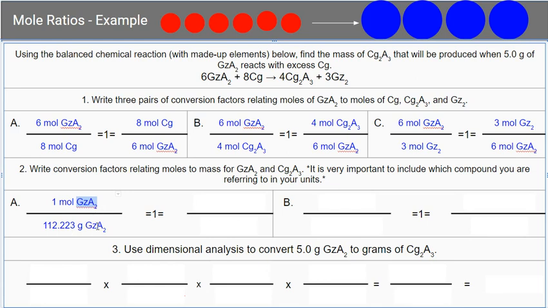So just to reiterate, the way we solved this is we just added the molar mass from 1 mole of GZ and then doubled the molar mass for A because there's 2 moles of it, added those all up, and we got 112.223 grams of GZA2. And again, we can do the flip of that, right? So we can have the grams of GZA2 on top and moles of GZA2 on bottom. And it's just 1 mole. Okay, then the next one we need to do is for CG2A3.